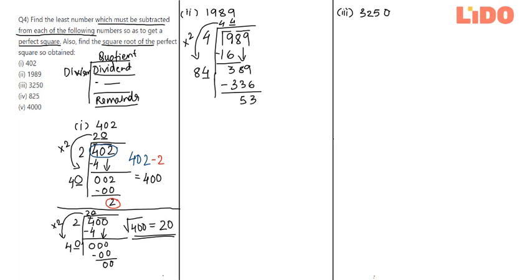So now to find the perfect square, I'll take the remainder and the dividend, and I'll have to subtract the remainder from the dividend. So 1989 minus 53. If you subtract the two, you will get 1936. So 1936 is a perfect square, and let's find the square root of 1936 by the long division method.